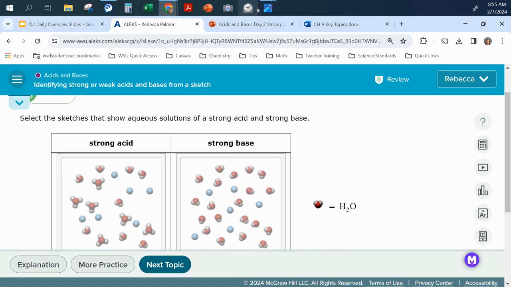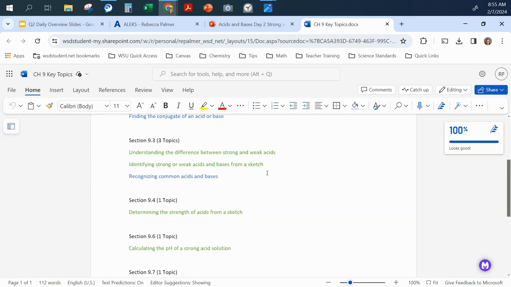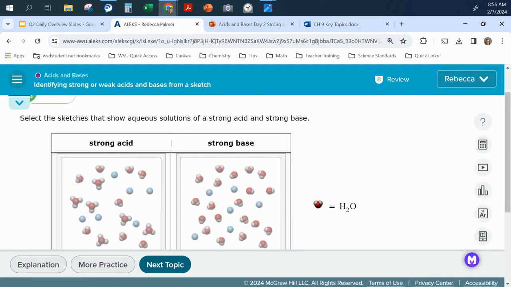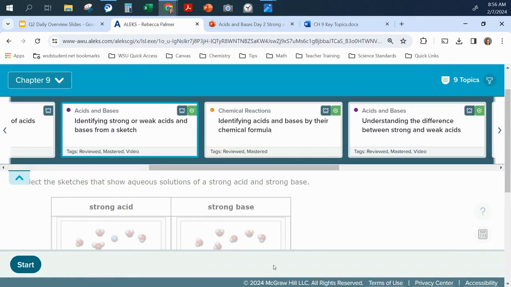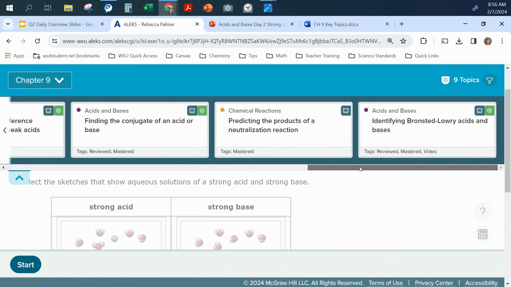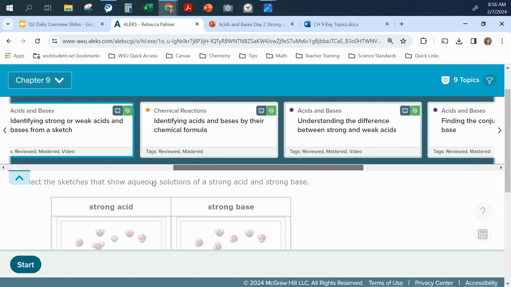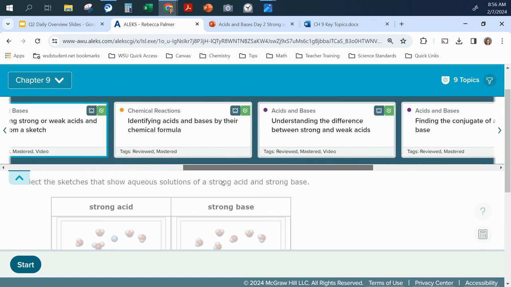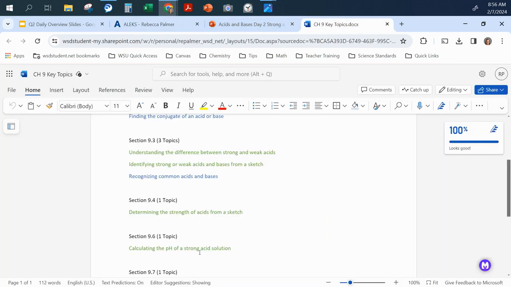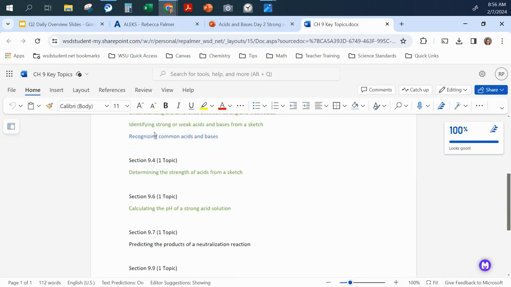Okay, all right. Next topic is, let's see, recognizing common acids and bases. I don't know if this topic is in here still. Let's look. Recognizing. Okay, we must not have that one. Okay, that's great. One less. Determining the strength of acids from a sketch.